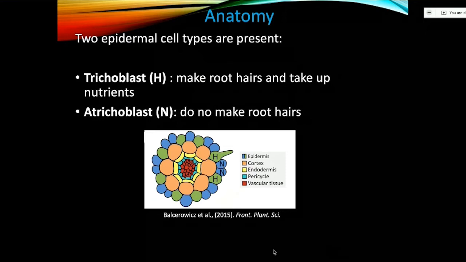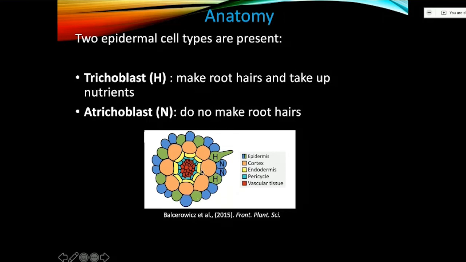If we look at the anatomy of the hypocotyl, it's not unlike the root. I'm actually showing you a root here, but the hypocotyl is effectively the same. And we're just going to focus on the epidermis here. So we have different cell layers. We have the epidermis, and then the cortex, the endodermis, and then the vasculature. In the epidermis, we have two types of epidermal cells. We have trichoblast cells, which are colored in green, and these cells make hairs. And then we have atrichoblast cells, and these cells do not make hairs.